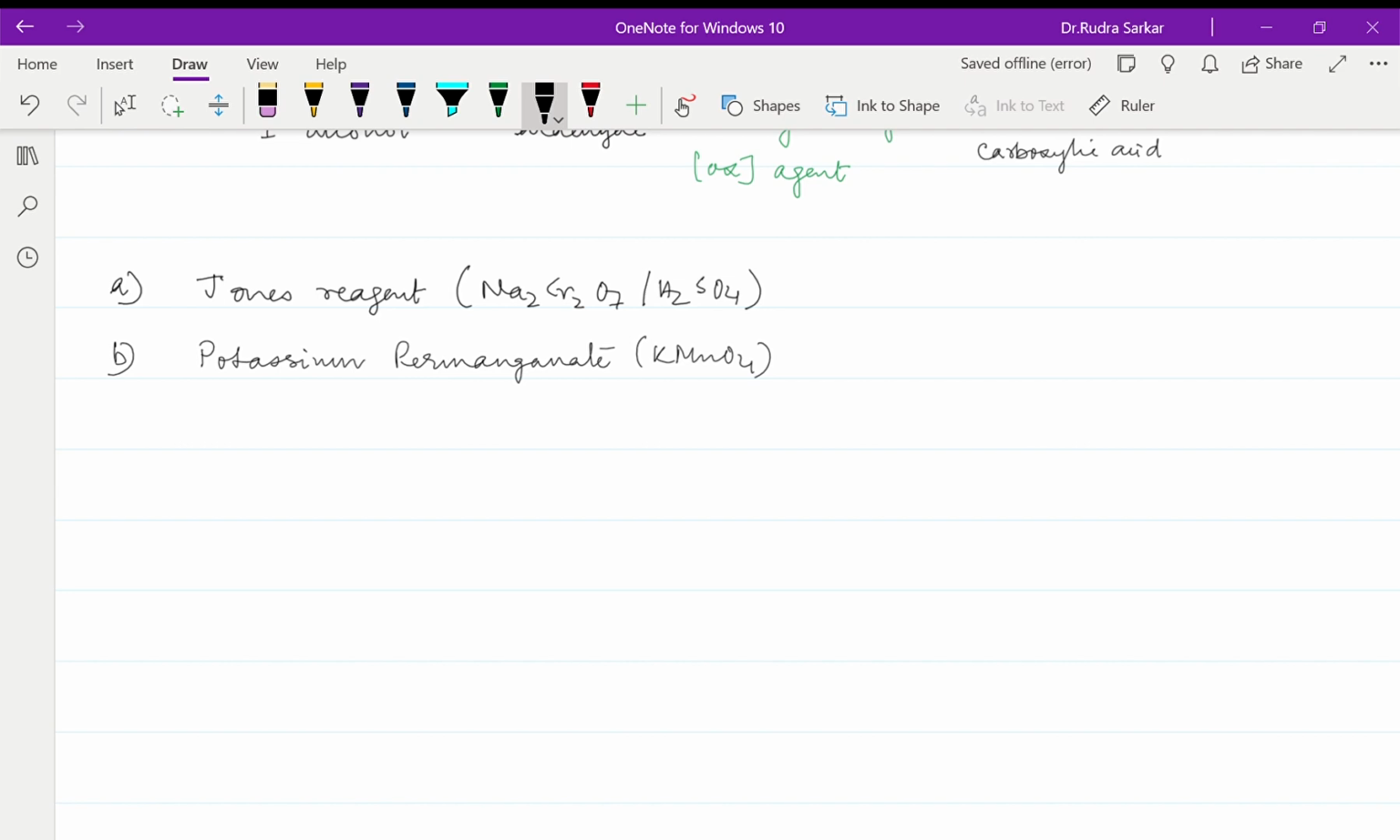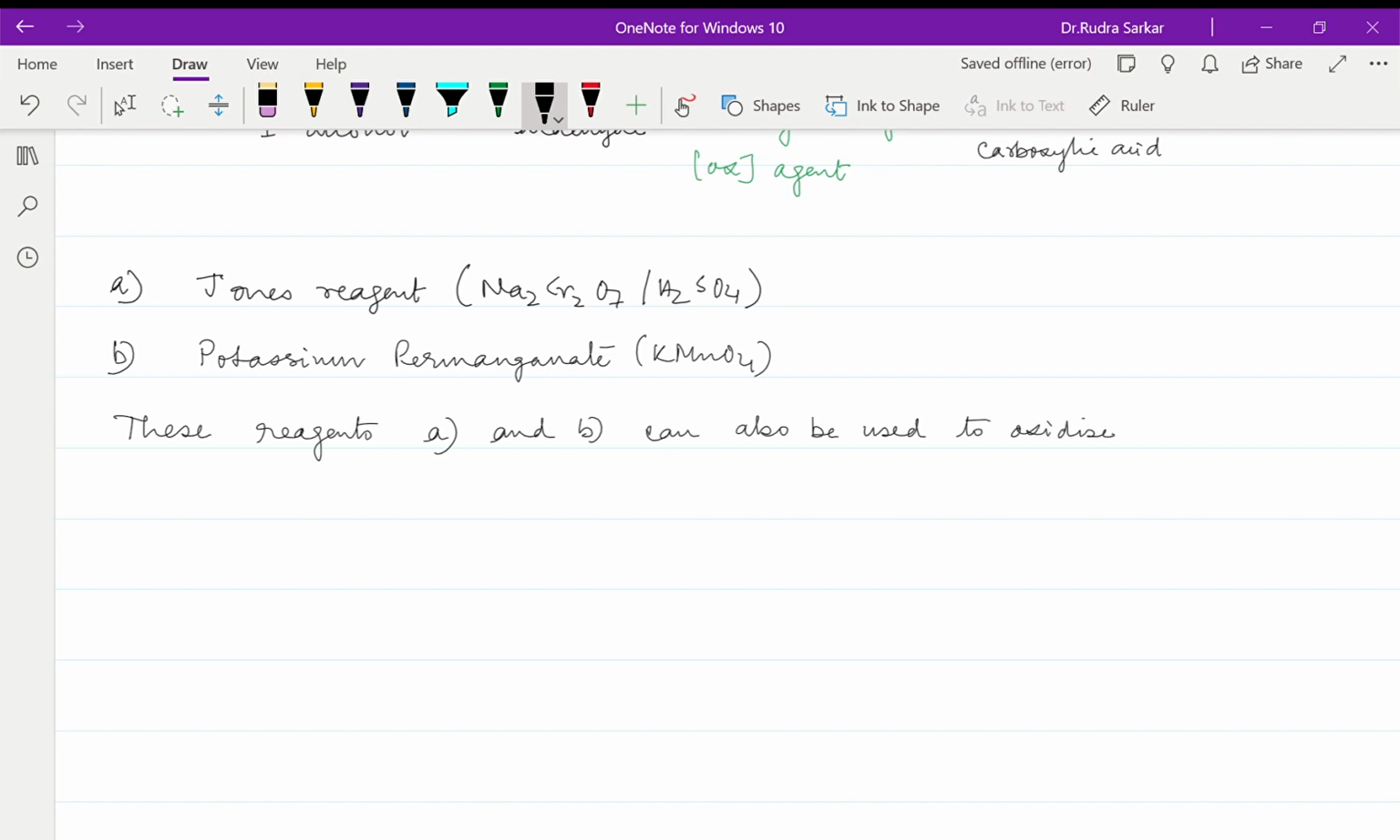It is important to mention over here that these reagents A and B can also be used to oxidize benzylic carbons to give benzoic acid derivatives.